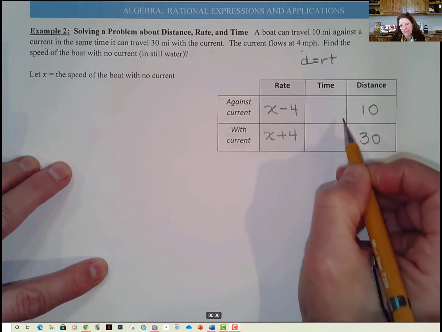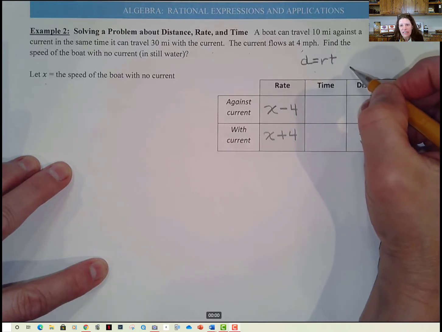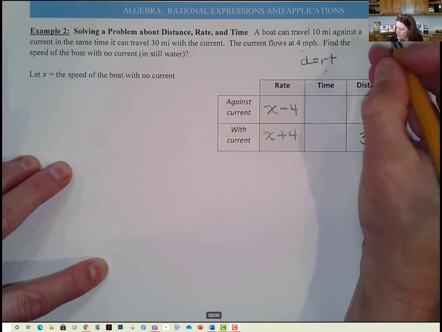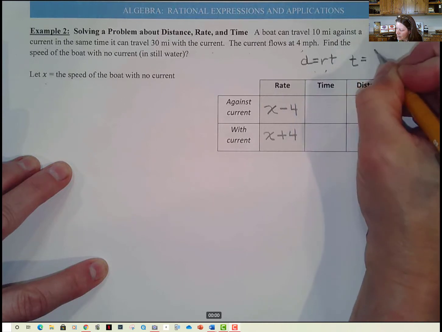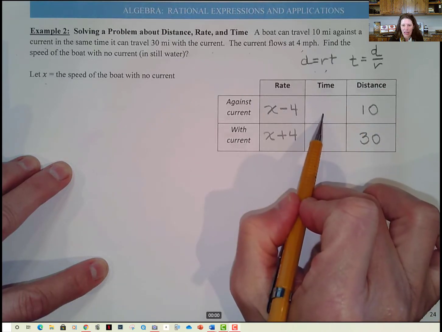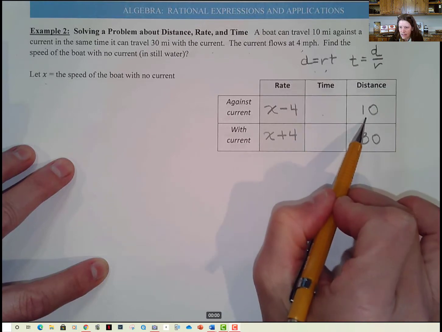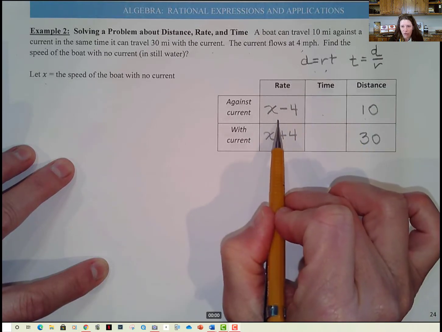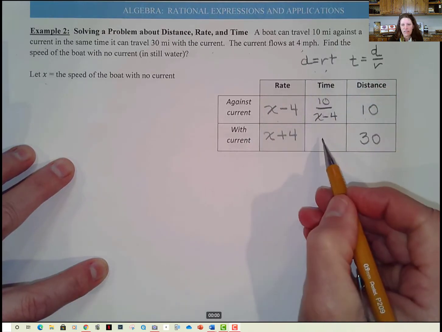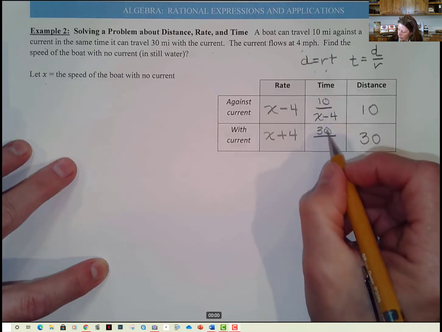Now we want to complete this time column, and we're going to use the formula distance is rate times time in a different form. If we divide each side of this equation by r, the rate, then an equivalent form is time equals distance divided by rate. So we don't know how much time it took for the boat to travel the 10 miles against the current, but we do know that the time is distance 10 divided by rate x minus 4. Similarly, for the time with the current, the distance 30 divided by the rate x plus 4.